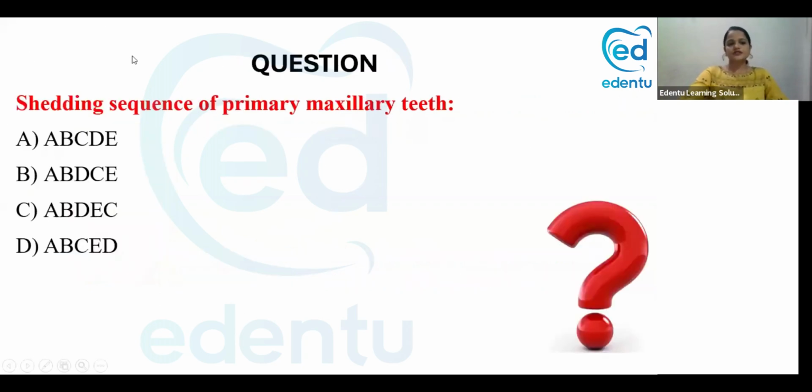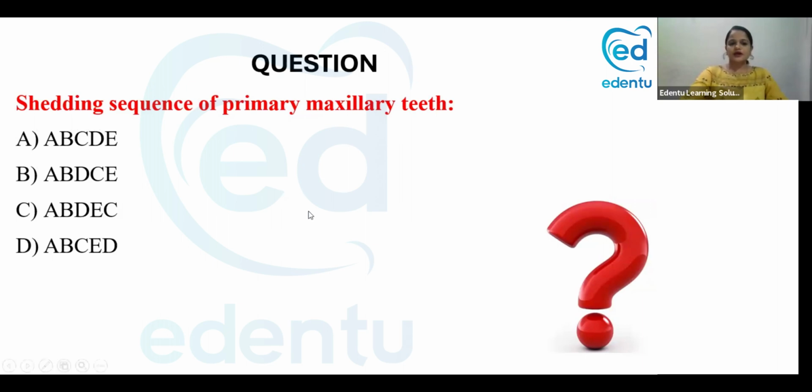Okay. Now, next question, shedding sequence of primary maxillary teeth. Any guesses, Dr. Aishwarya? Shedding sequence of primary maxillary teeth. Do you remember any of the options, Doctor? If not, it's okay.